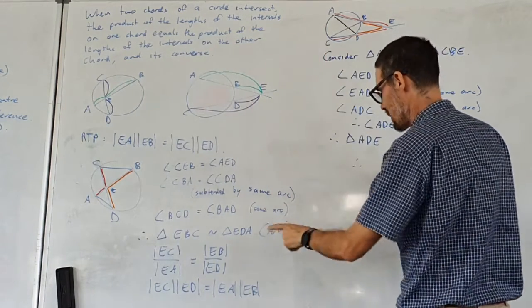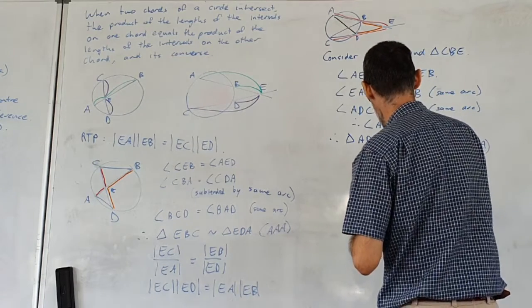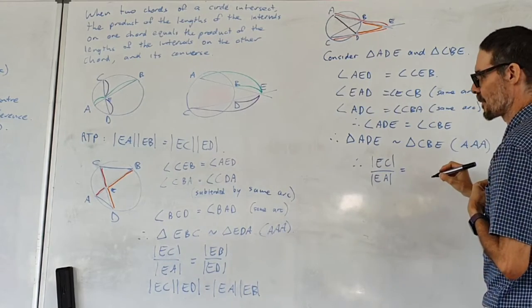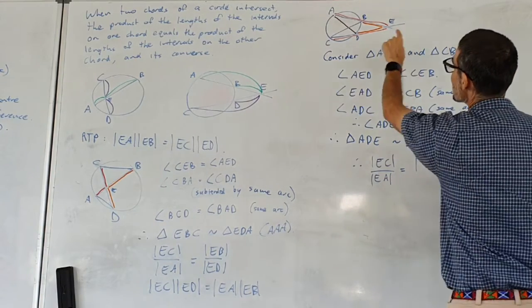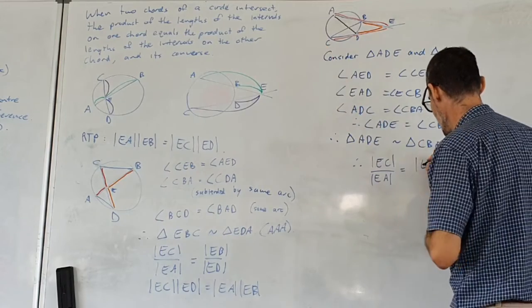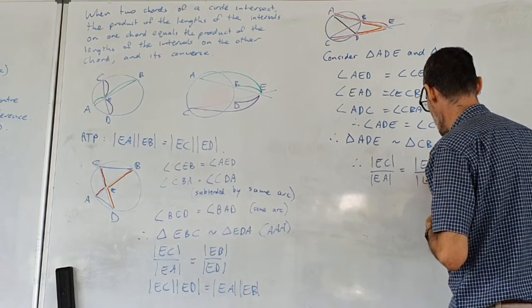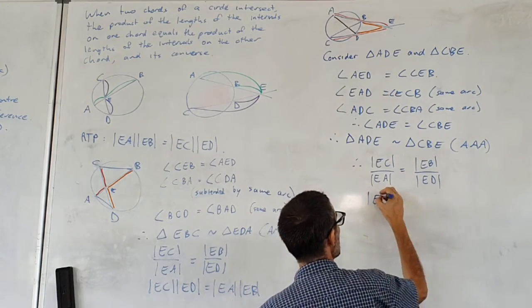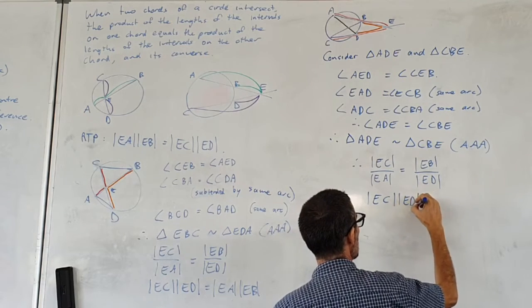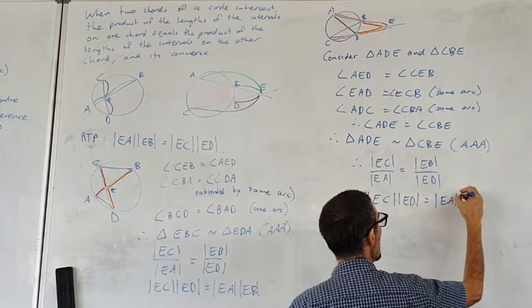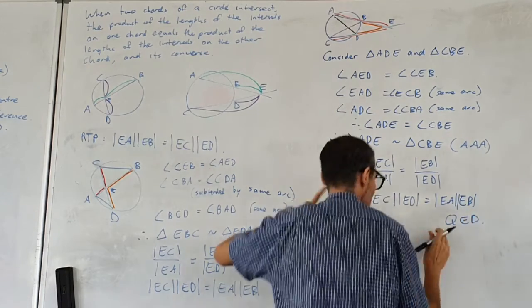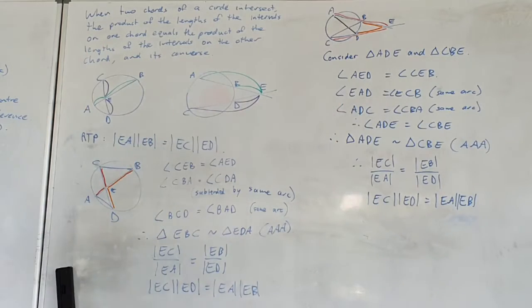Therefore, EC over EA has to equal, EC has to correspond to EB on EB. And the result will follow. EC times ED has to equal EA times EB, and I've proven it both ways. No, I haven't. No, I haven't. I've proven it for both cases. What I haven't proven is the converse.